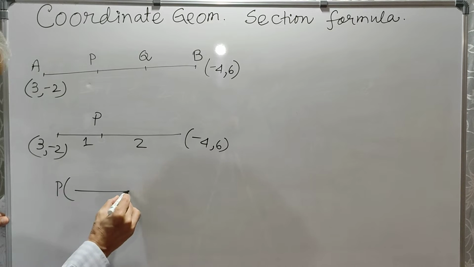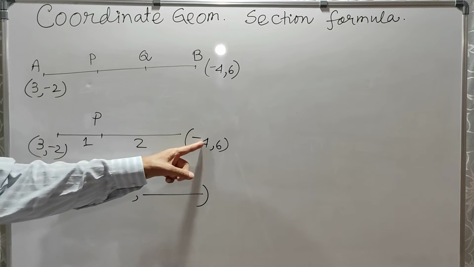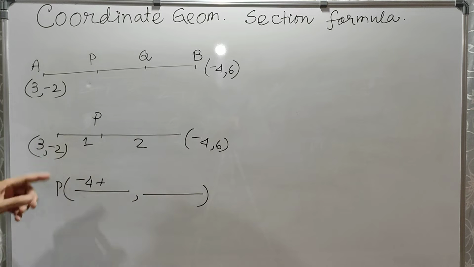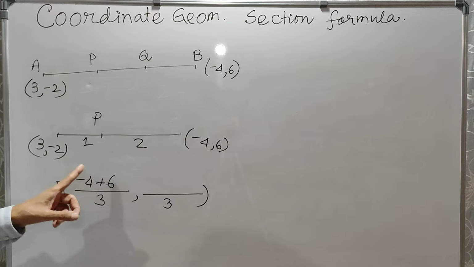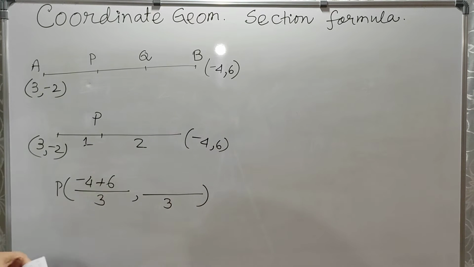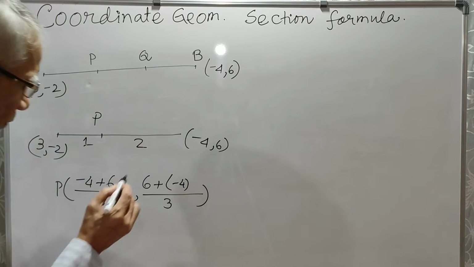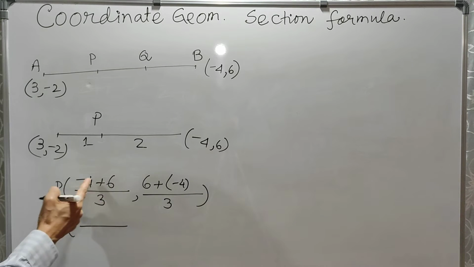What will be P, as I showed you before? With ratio 1:2, for the x coordinate: 1 into minus 4, minus 4, plus 2 into 3, 6, with the denominator 1 plus 2, 3. Here also 1 plus 2, 3. For the y coordinate: 1 into 6, 6, plus 2 into minus 2, minus 4. So what do you get?